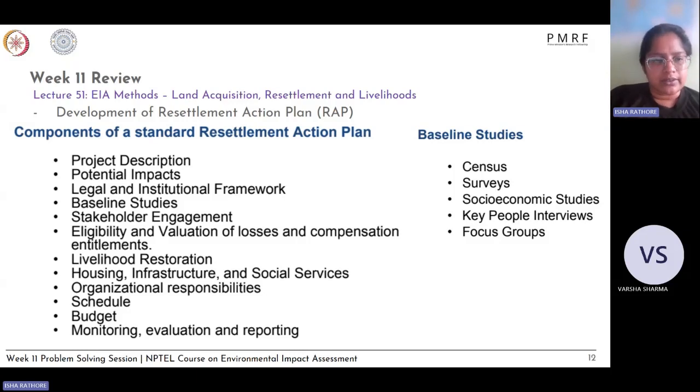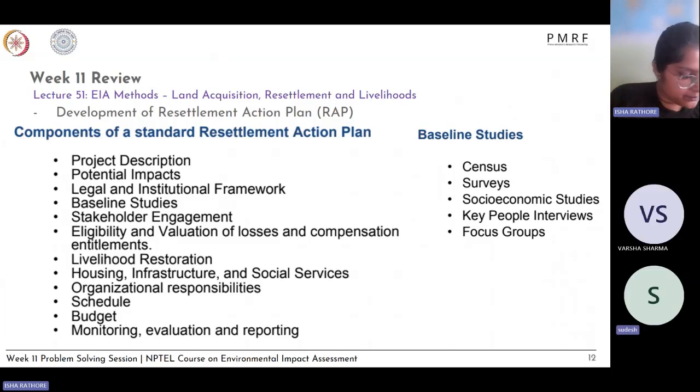So all the national and regional legal documents or frameworks, if there are any, have been met, and they have been met according to whatever was stated in them. Then baseline studies which were conducted, the stakeholder engagement, that is, all the stakeholders were made aware about the process, and they were aware of all of the pros and cons of the process in their own languages and all of these other nuances. Then the eligibility and valuation of losses and compensation entitlements. So based on the market value, the correct compensation was laid out to them and things like that. That has been checked. Then livelihood restoration.